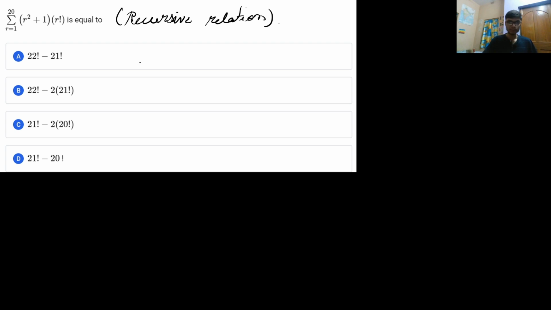If you look at the problem, the sum asked in the problem is sigma, where r goes from 1 to 20, of (r squared plus 1) multiplied with r factorial. So what will be the answer? You have to evaluate the answer in terms of factorial only.